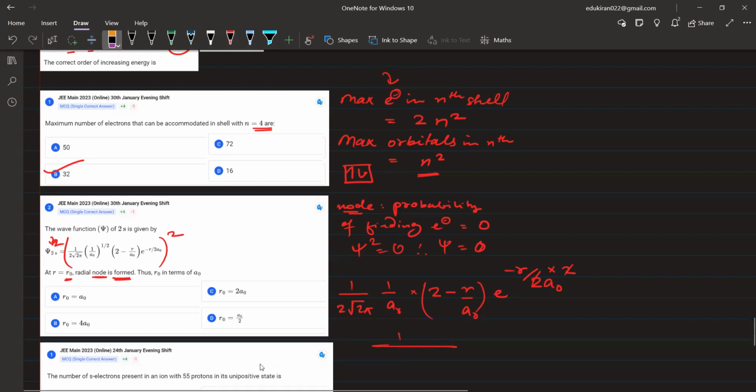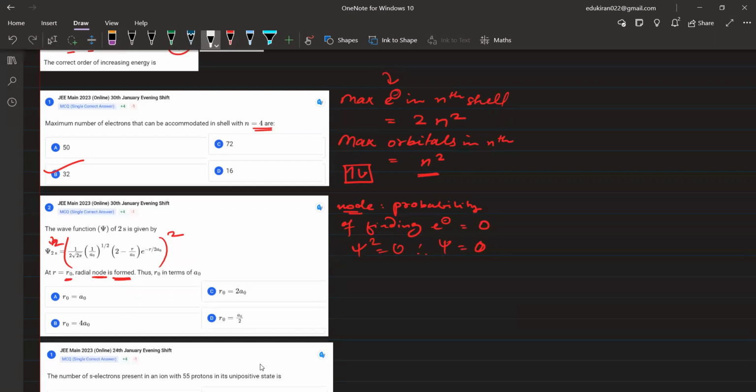नहीं, वेट अ सेकंड, सही से लिखने दीजिए हमें। साइन स्क्वायर विल बी इक्वल टू 1/2 रूट 2 पाई इंटू 1/a0 इसका रूट है। So won't 1/2 root 2 pi also get squared? हाँ, all the terms will get squared ना, एक सेकंड, हाँ, yes.